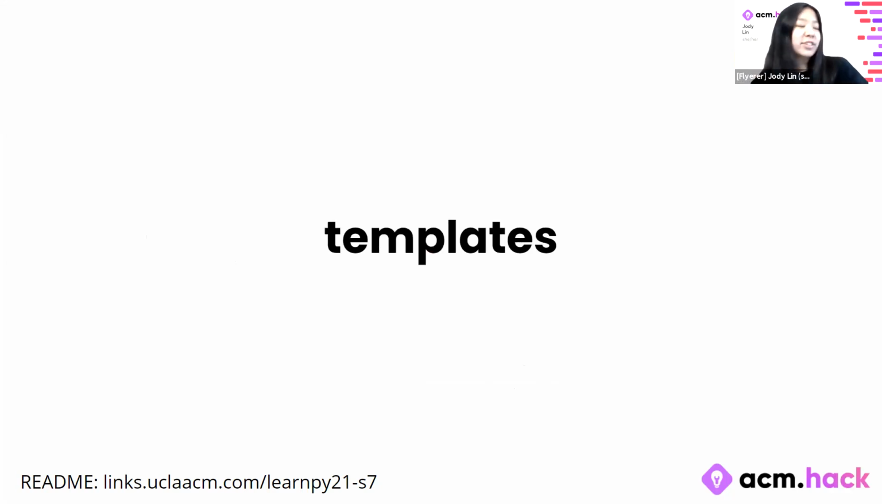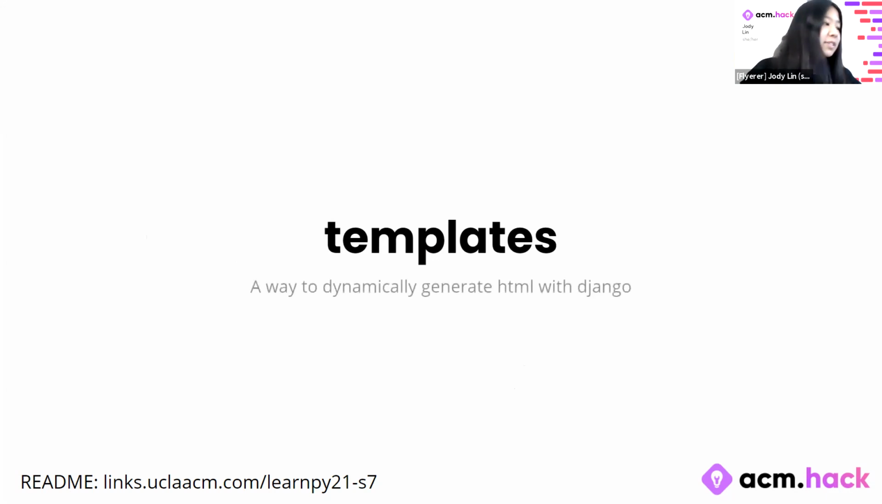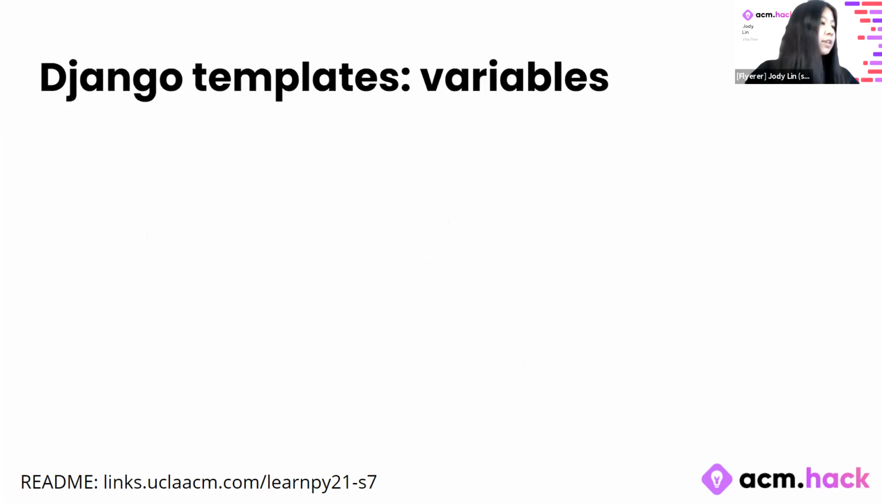All right, so Django templates. What is a Django template? It's a way to dynamically generate HTML in Django. So basically what I said before, how do we keep one HTML file and just pass in a few values here and there. So I'm going to show you what that looks like in the slides, and then we'll go through an example in the code.